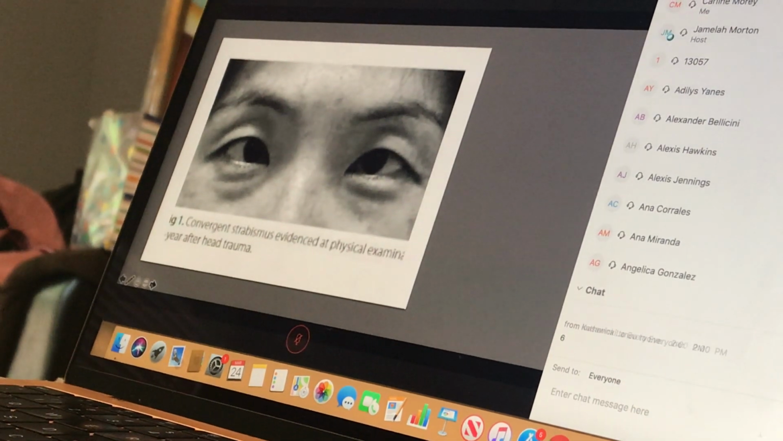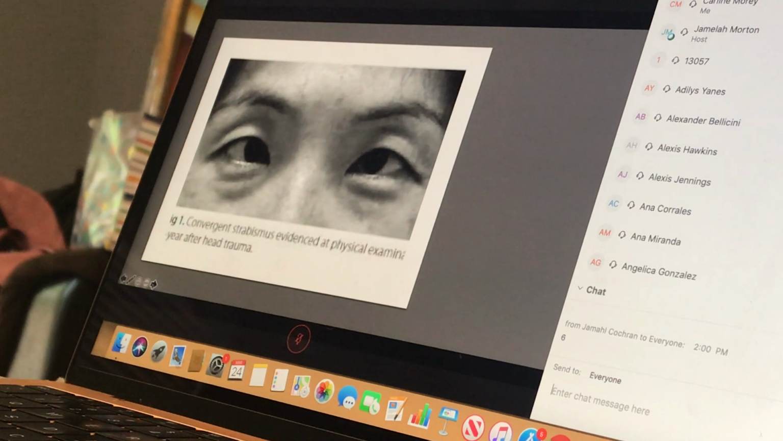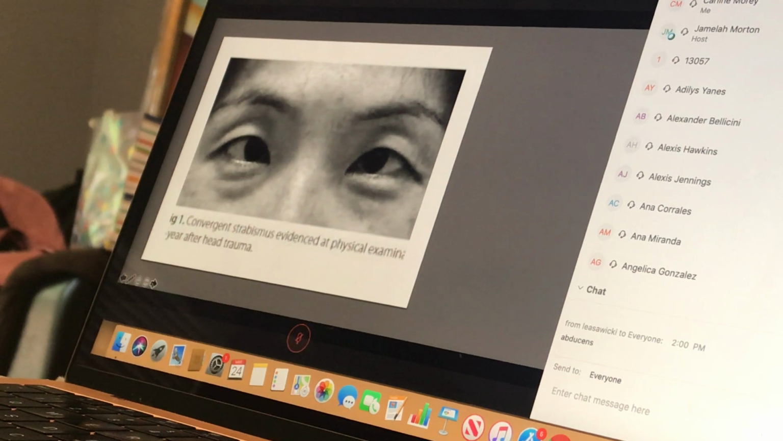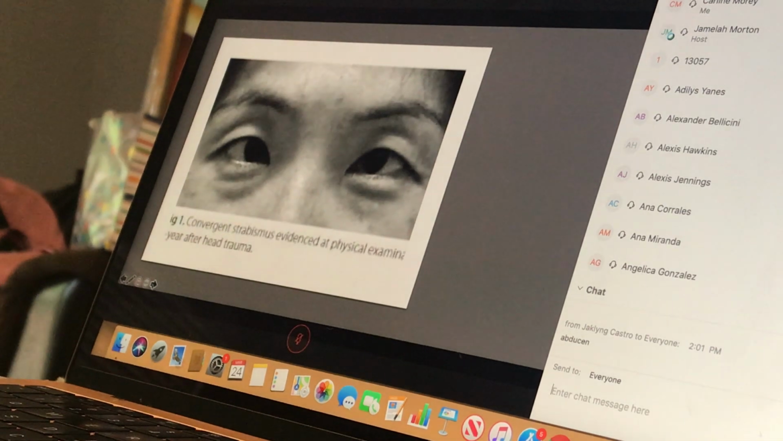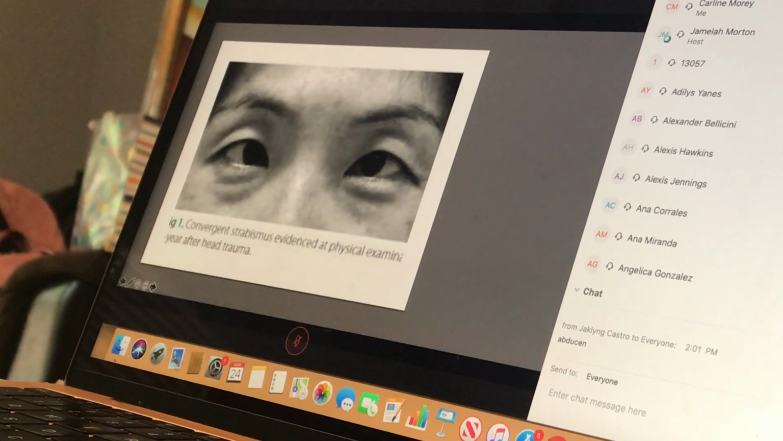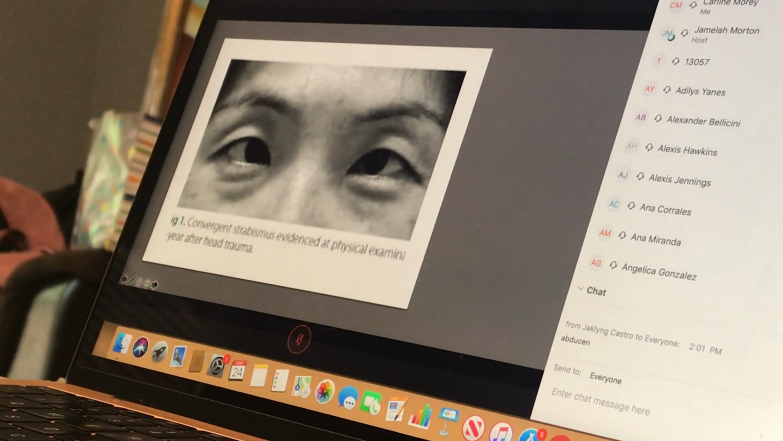Which cranial nerve is being affected here? 6. Correct. Remember, the lateral rectus muscle pulls the eye out. If the lateral rectus muscle is affected and it's weak, the eyes are going to settle in. So she has bilateral abducens palsy. Both of her cranial nerve 6s have a palsy in them. So both of her eyes are rotated in. So it's a bilateral 6th nerve palsy.